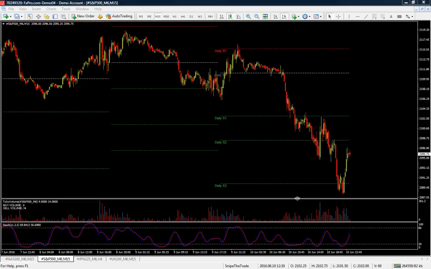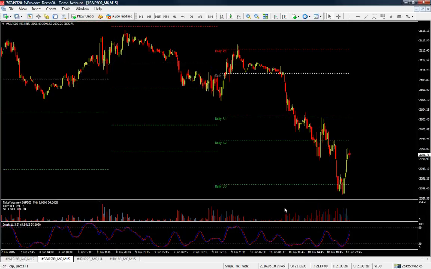Well, that's easy. We already know that we need to know where volume is coming from to know which side of the market to trade. So the first thing we're going to do is look at the location of price. As you can see right here, we are above the daily pivot. This is just a choppy range before we broke down, but in any case, we are trading above the daily pivot.